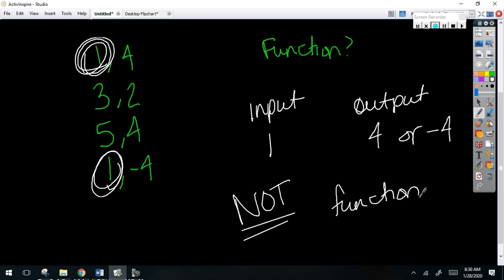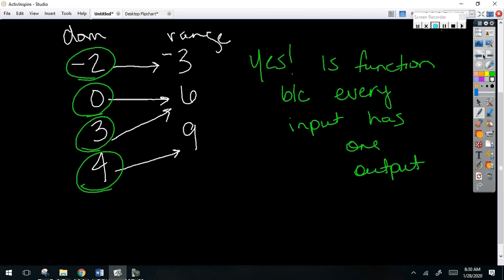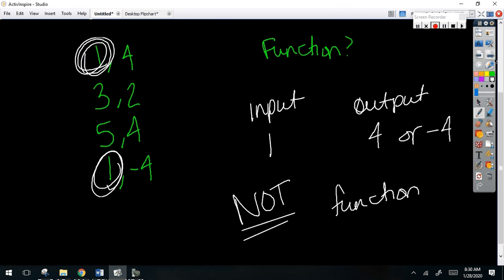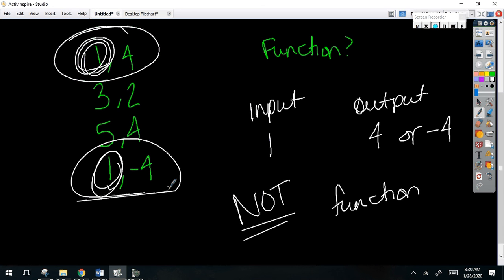Does that make sense to you? Okay. Look back at the other one. What is the output for negative 2? Negative 3. What's the output for 0? What's the output for 3? What's the output for 4? There's not any input that has 2 different outputs, right? No x has 2 different y values, but here I've got the same x with 2 different y values. So it's not a function.